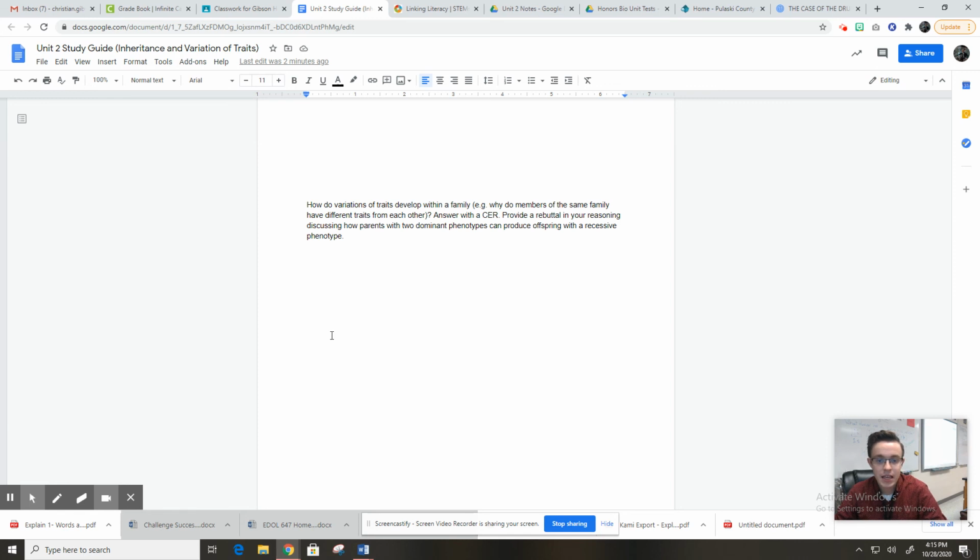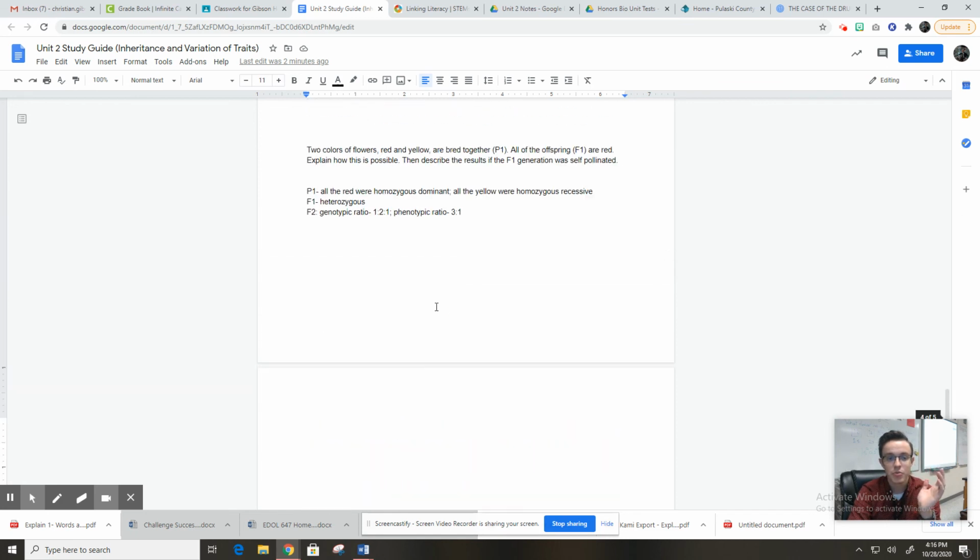Well, if both parents are heterozygous, then they both carry the recessive allele. Okay? They don't show the recessive trait because they're heterozygous. They also have that dominant allele. Okay? But if they were to have an offspring, there is a 25% chance when you cross two heterozygous parents that the offspring will inherit one recessive allele from the mom and one recessive allele from the dad, and therefore produce a recessive phenotype, even though neither parent showed that phenotype. Okay, so that's how you would type out that CER.